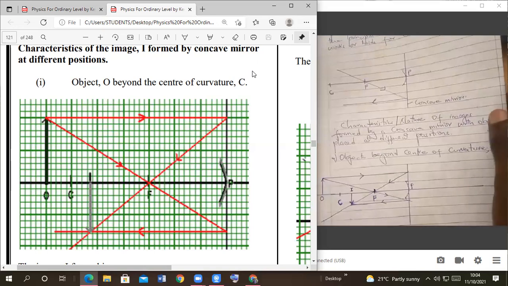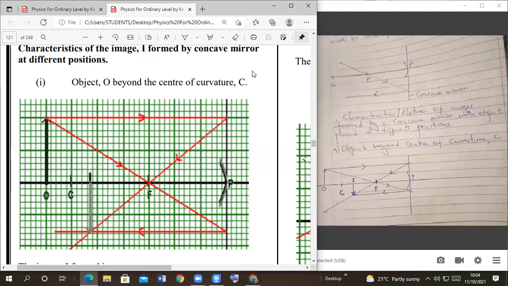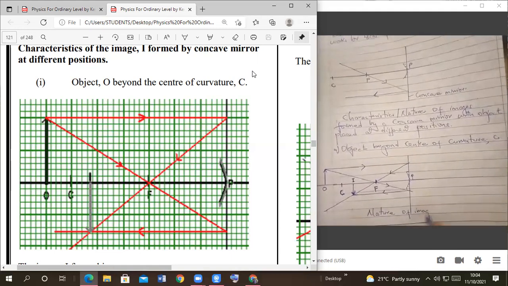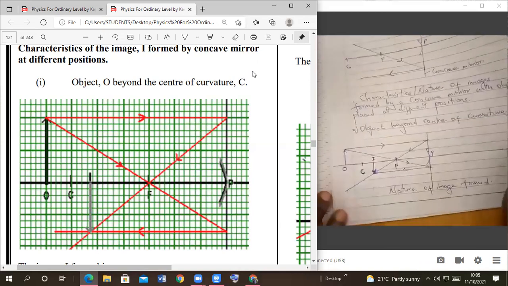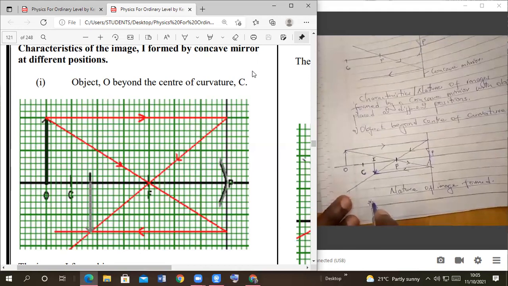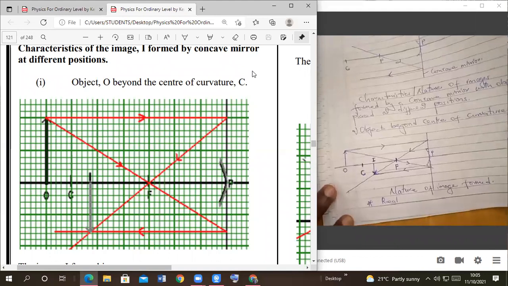Members, have you seen how the image is formed? What can you say about this image? Who can give me the nature of this image? Is it real or virtual? It's real. Why is it real? Because it's formed on the same side of the mirror, right? Yes.